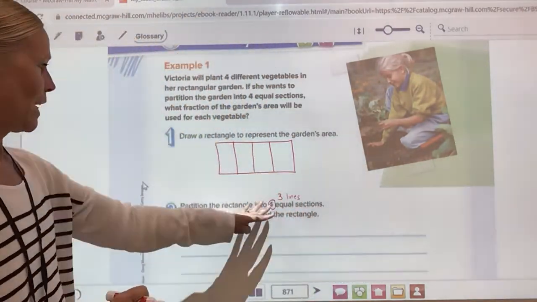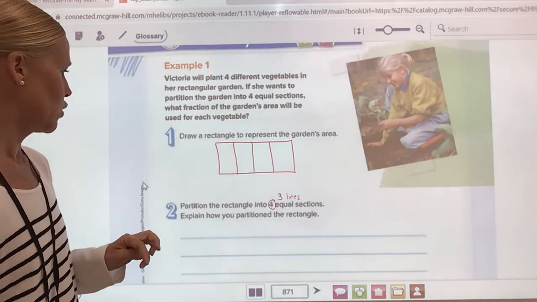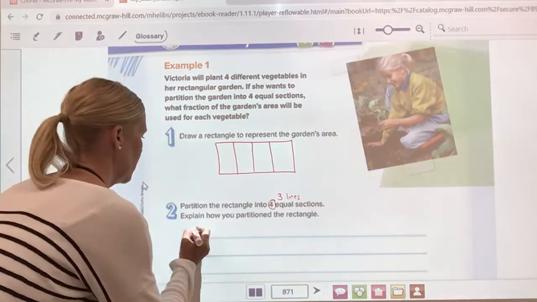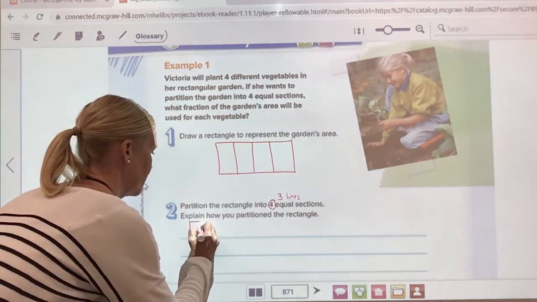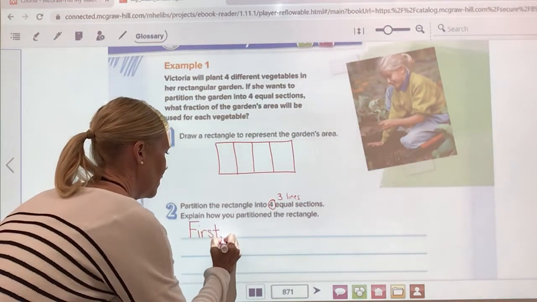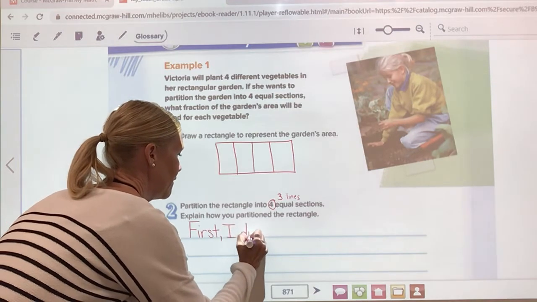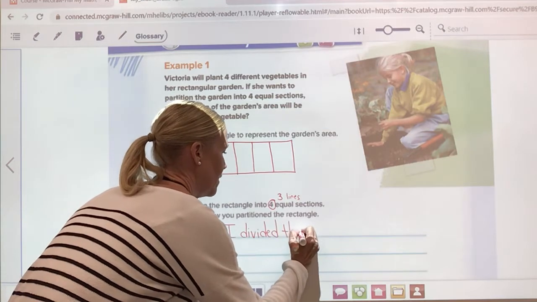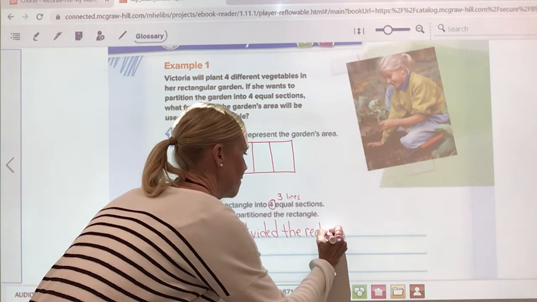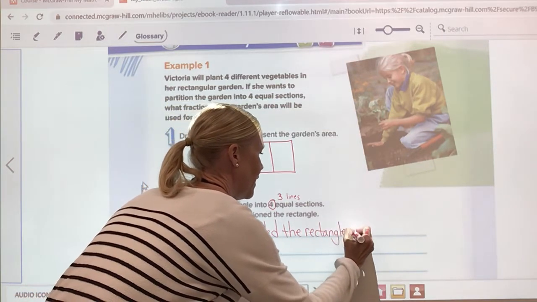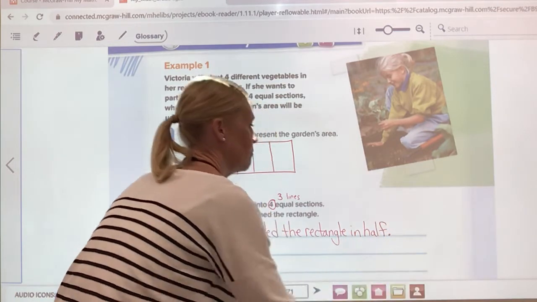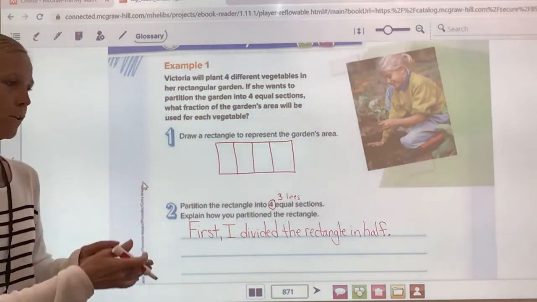All right, so we did that. We partitioned it into 4 equal sections. Explain how you partitioned the rectangle. Well, okay, first, I divided the rectangle in half. Right? I divided it in half first.